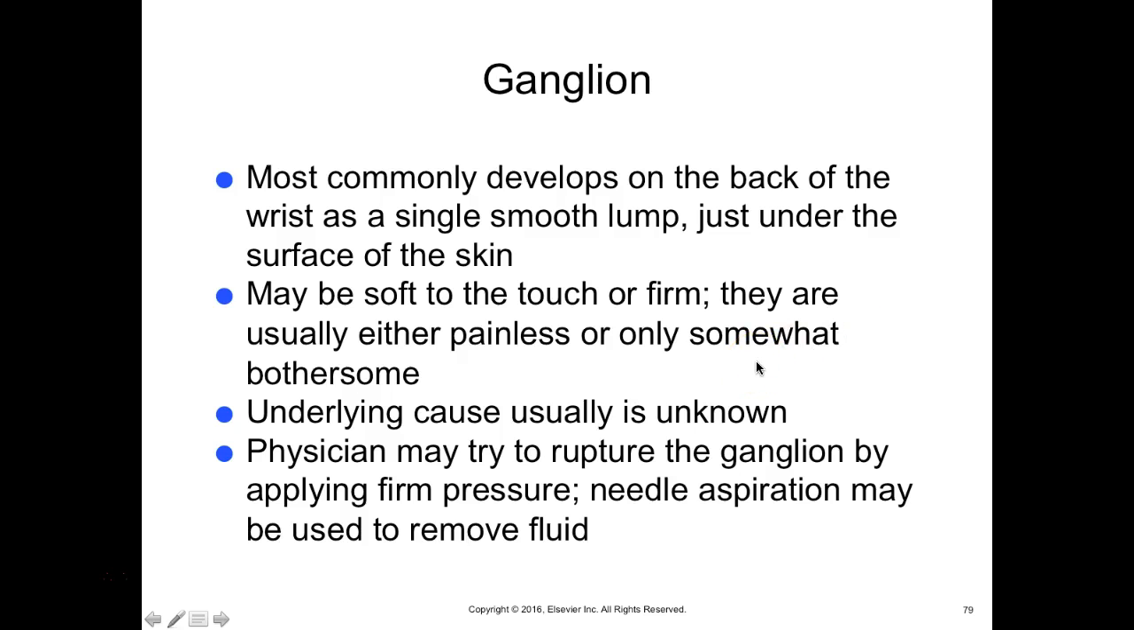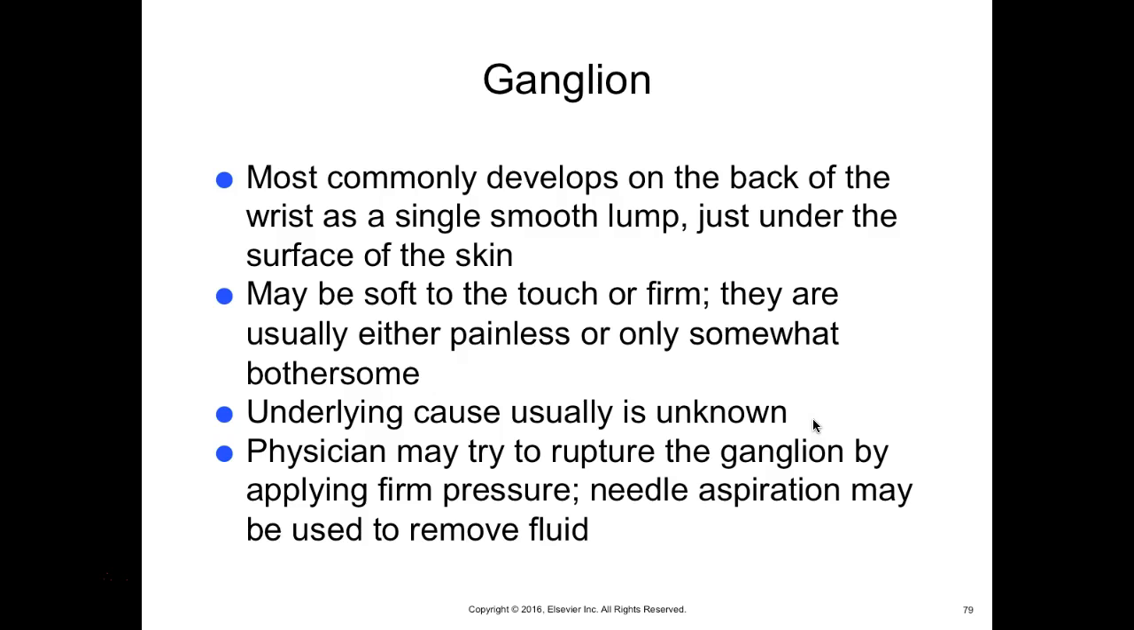Ganglion most commonly develops in the back of the wrist as a single smooth lump, just under the surface of the skin. The reason it's mentioned here is because they're usually over a joint. They may be soft to touch or firm. They're usually either painless or only somewhat bothersome. If they get really large, they may limit the range of motion in the wrist. The underlying cause is unknown.